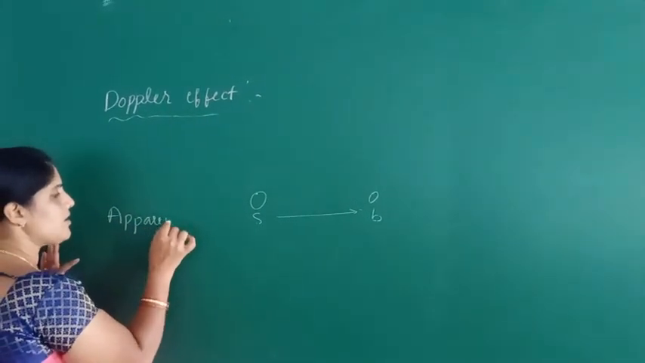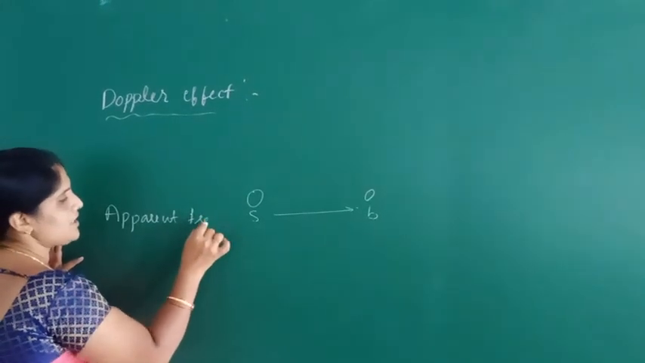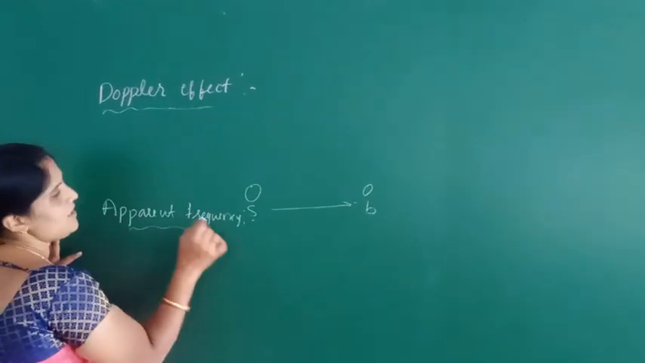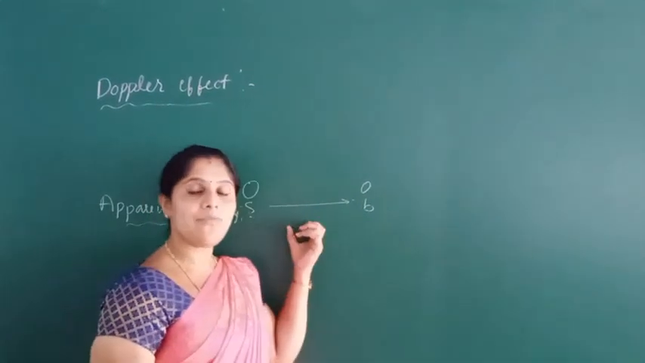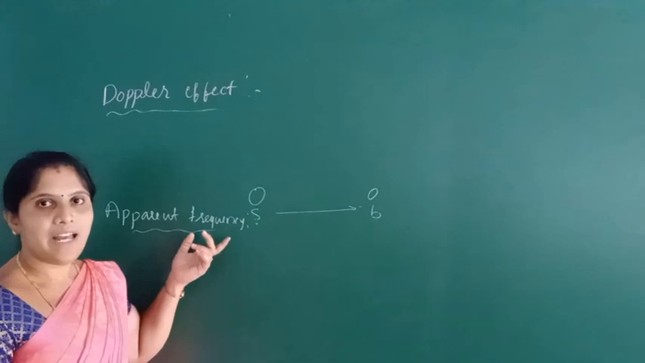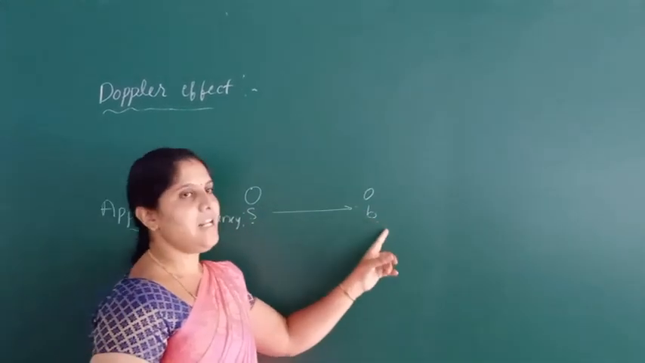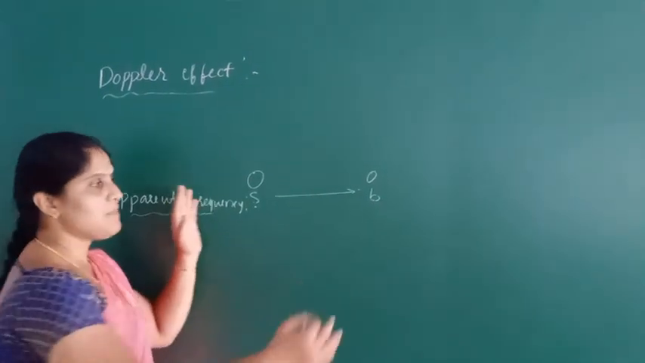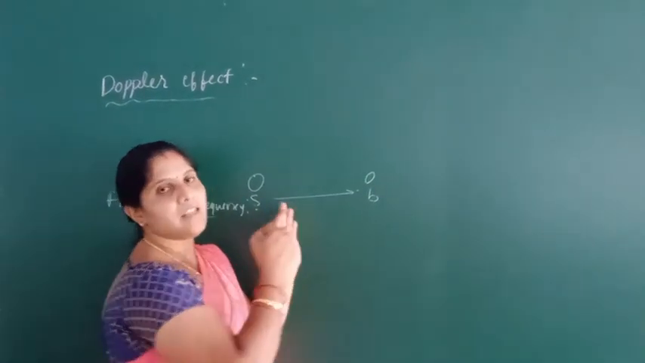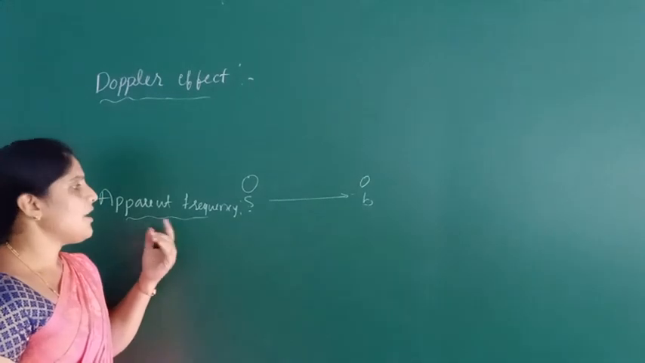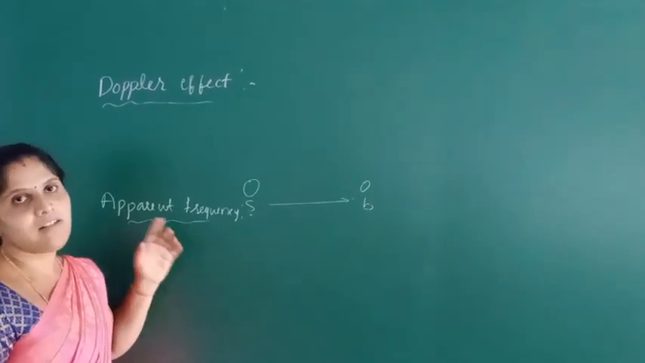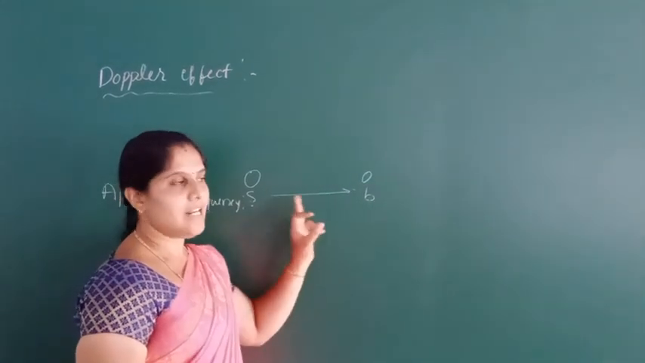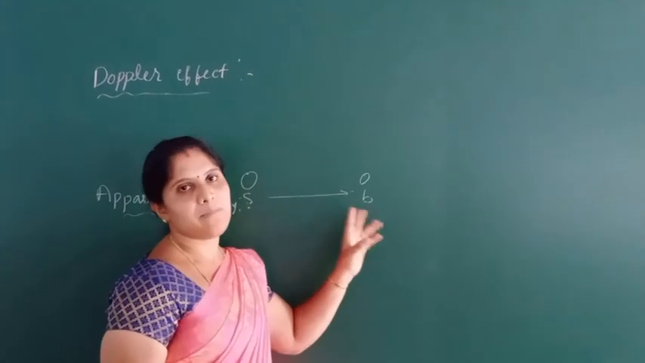Apparent frequency is the changing frequency of the light. What is apparent frequency? When the source and observer are in relative motion, the changing frequency of the light is known as apparent frequency.